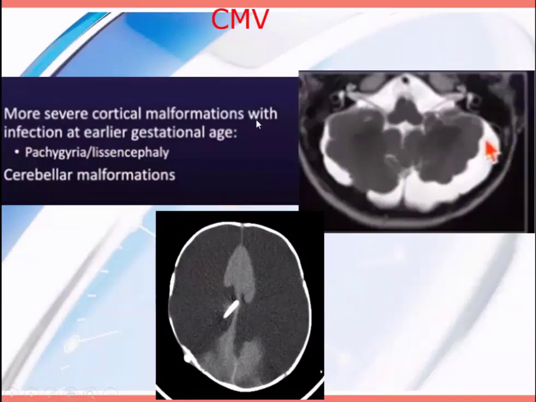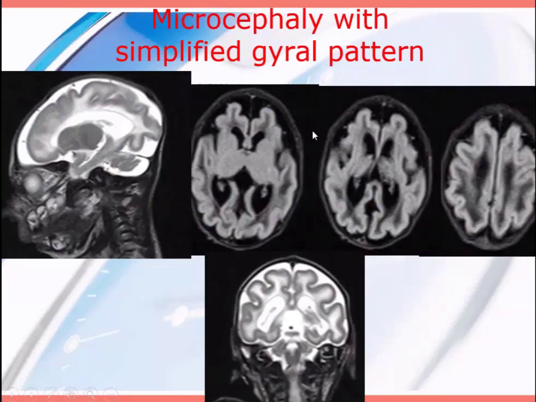Cytomegalovirus also may lead to severe cortical malformation if the infection occurs earlier in the gestational age, like lissencephaly and pachygyria. Also may lead to cerebellar malformation. This is a case that comes complaining of microcephaly. We did an ultrasound, and it showed premature closure of the anterior fontanelle. So MRI was done to this patient, and the MRI revealed, with the microcephaly, what is called a simplified gyral pattern of the brain.